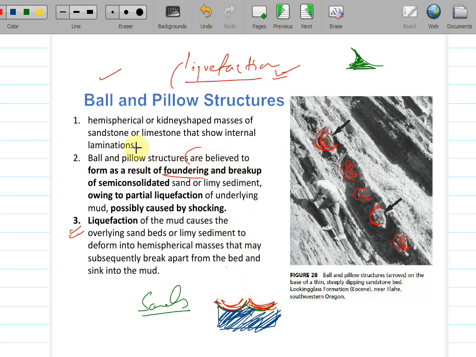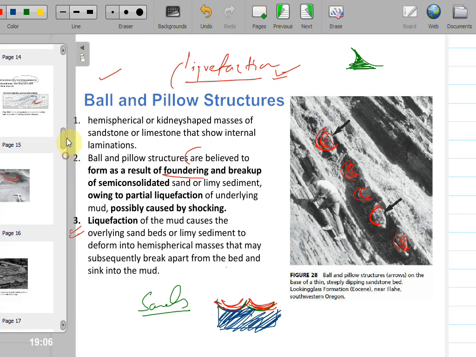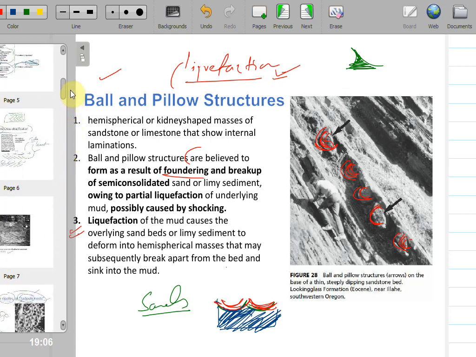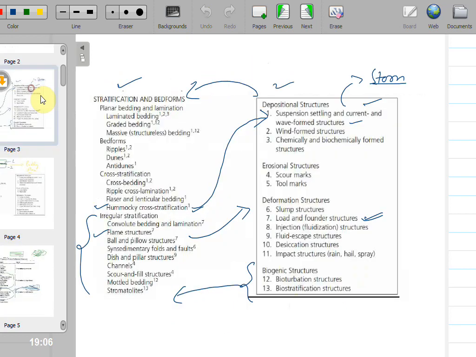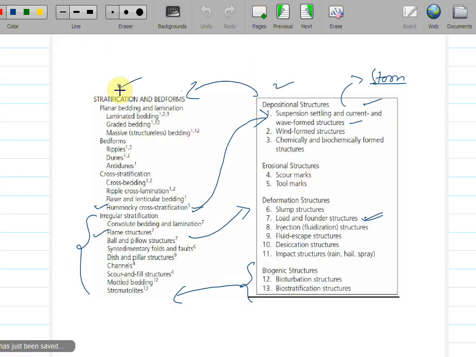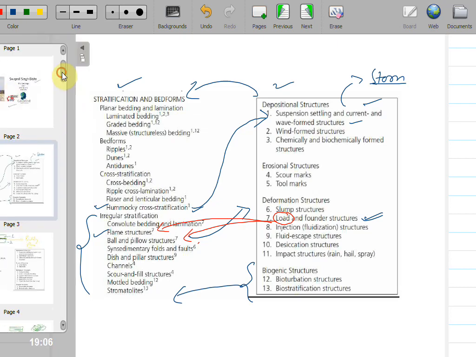So this is also, you can say, a type of load structure. If we go back to this, ball and pillow structure is number 7, a load and founder structure. You also have to remember that the flame structure is a type of load and founder structure, because the load is that of the overlying heavy sands on the mud, and due to that the flame and ball and pillow structures are being formed.